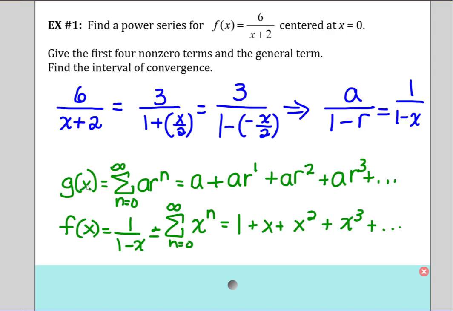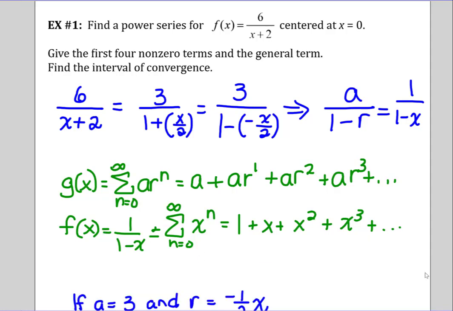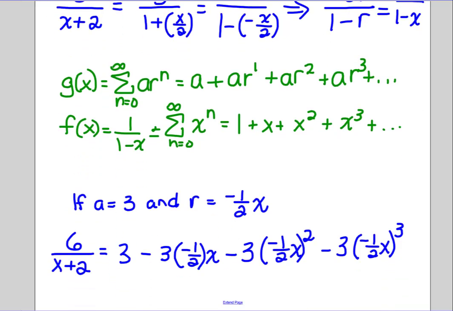So considering our geometric series, that's the summation of ar to the n power. We see a, and a times r to the 1, plus a times r to the 2, and so forth. Recalling how that's related to the 1 over 1 minus x approach, we have 1 plus x plus x squared plus x cubed, and so on. So let's consider if a is 3 in our sample here, and r is negative x over 2.